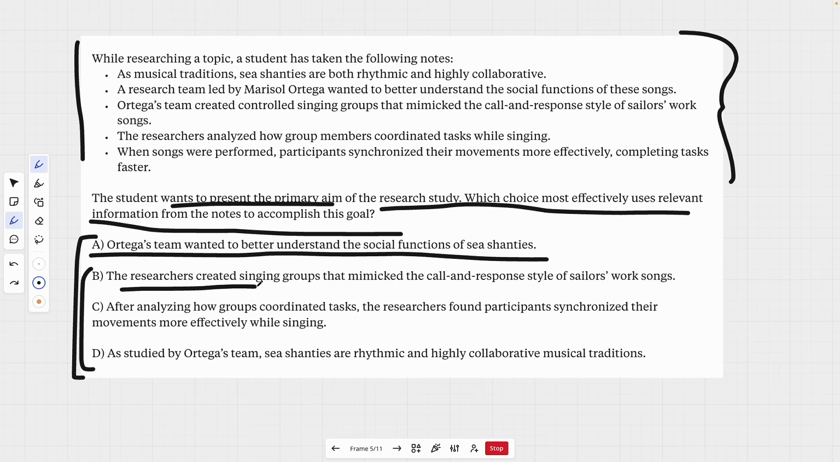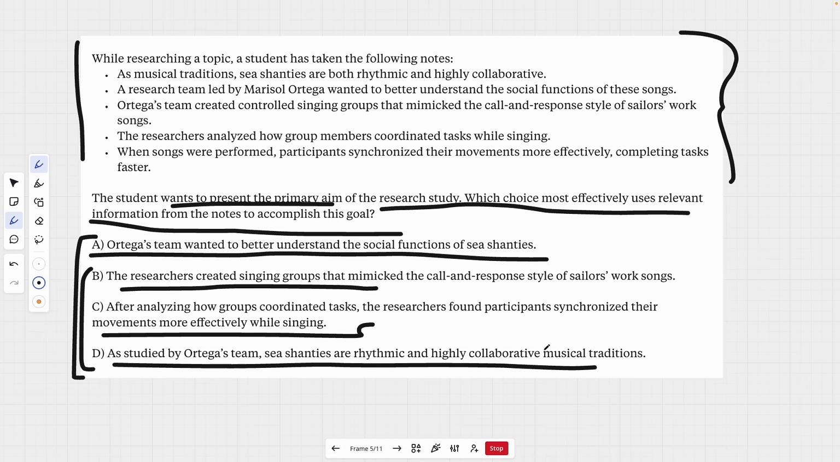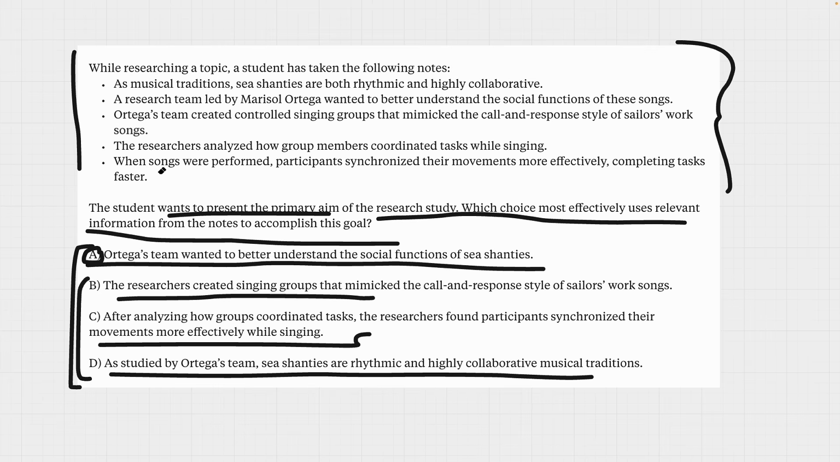This one says what the researchers actually did. This one also says basically what they actually did and what they found. And this is also what they learned from the study. Only choice A actually explains the goal of the study in the first place. And as you can see, I did not need to read the notes at all to answer this question.